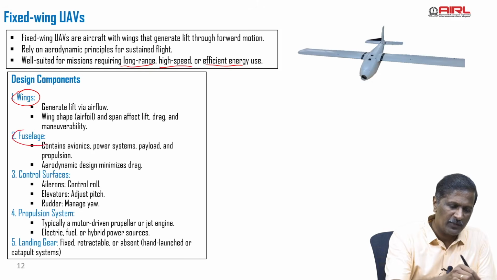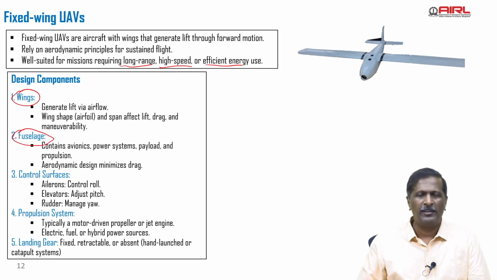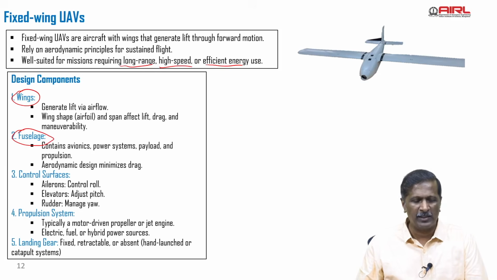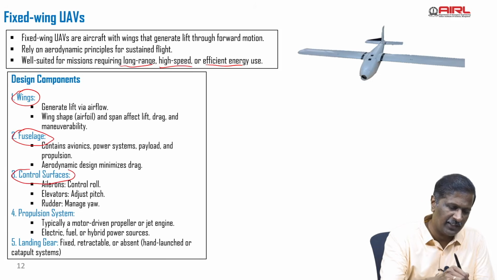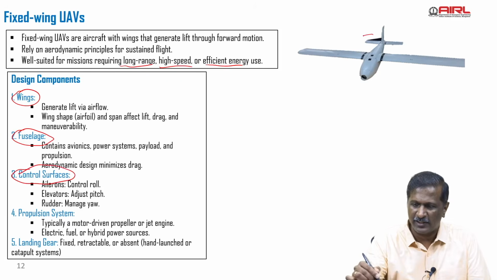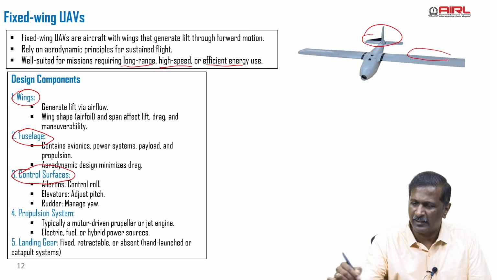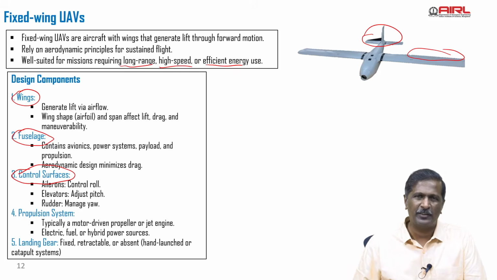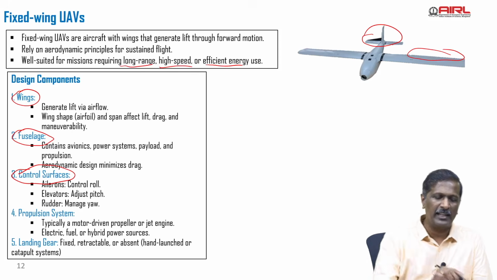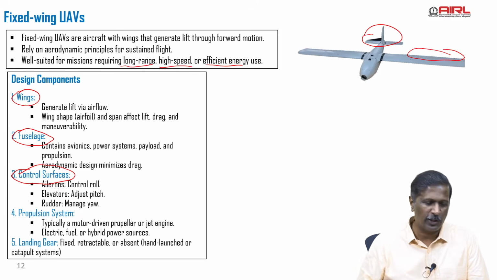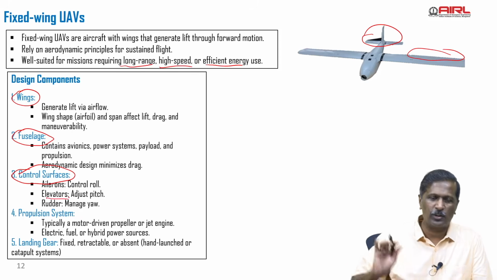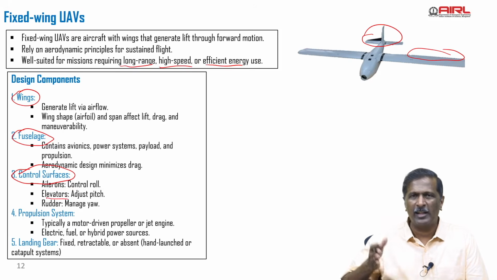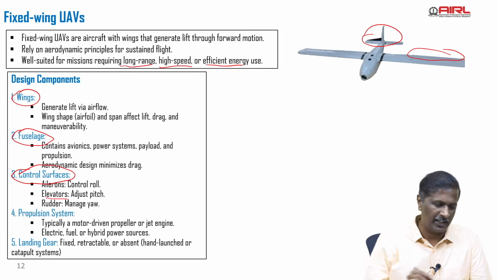And you have a fuselage where your payload and the propulsion power system are all present. And then you have control surfaces, right? The control surfaces are present here as well as here, which basically help you to orient your aircraft at different angles. For example, the ailerons will help to control the roll, the elevator helps to control the pitch of the aircraft, the rudder helps you to control the yaw of the aircraft.